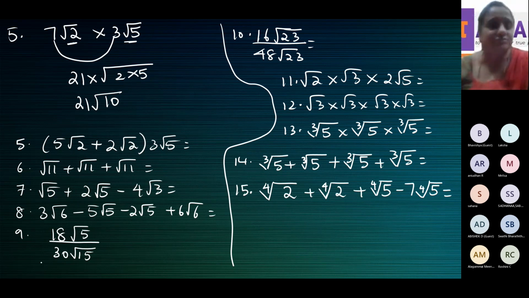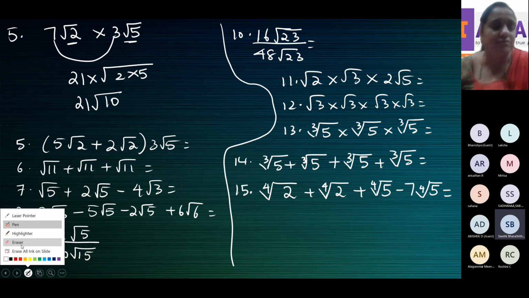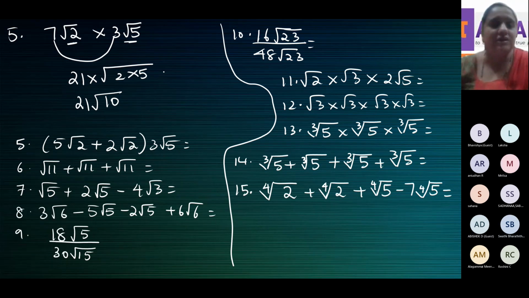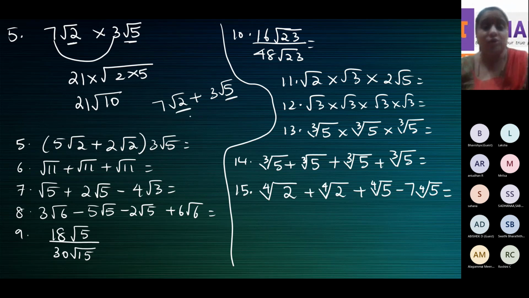All right, children? Yes, ma'am. See, if it was 7 root 2 plus 3 root 5, you cannot add, because this is root 2, this is root 5. They're unlike surds. You cannot add them, but you can multiply them. Addition, subtraction, only like surds. Multiplication and division, anything. Like, unlike, everything can be multiplied or divided.